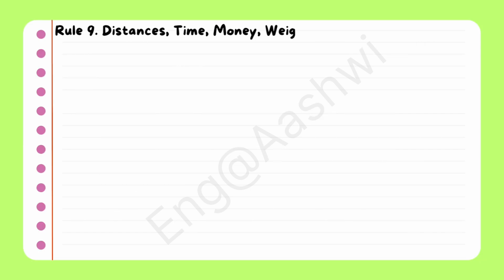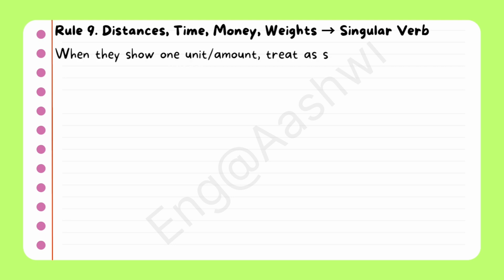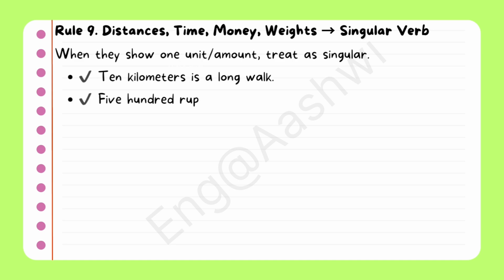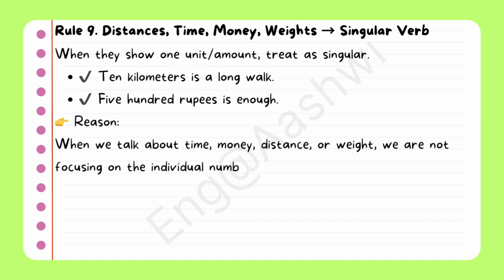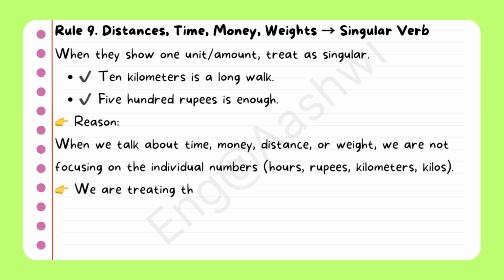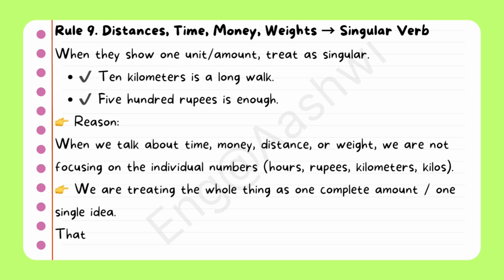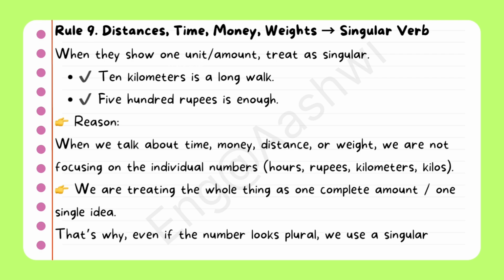Rule 9. Distances, time, money, weights take singular verb. When they show one unit or amount, they are treated as singular subjects. For example, 10 kilometers is a long walk, 500 rupees is enough. The reason is, when we talk about time, money, distance or weight, we are not focusing on the individual numbers like hours, rupees, kilometers and kilos. We are treating the whole thing as one complete amount, meaning one single idea.